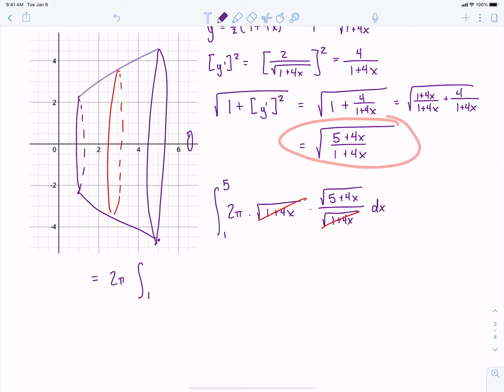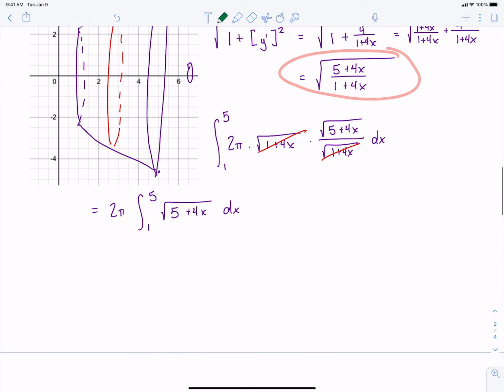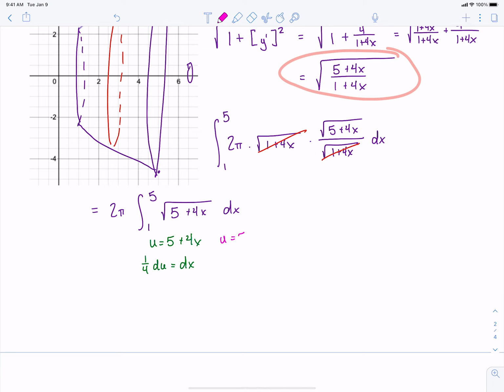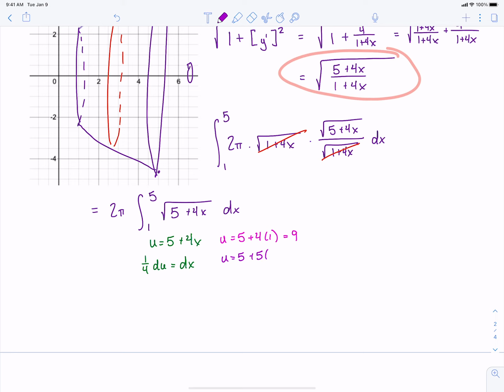We can pull that 2 pi out in front, and then we've got the integral from 1 to 5 of the square root of 5 plus 4x. We do have to do substitution to take this integral. So we need to say that u is going to be 5 plus 4x, and then we're going to get 1/4 du is equal to dx. We're also going to want to change our limits of integration. So I'll plug in a 1, and what do I get? I get 9, and we'll plug in 5, and I will keep the colors the same so that you can see how things change.